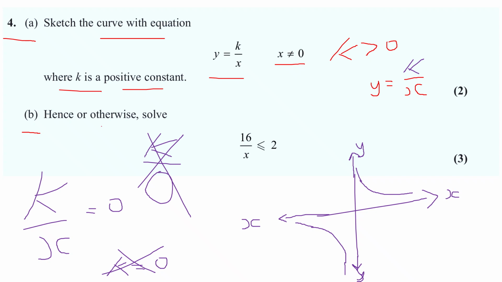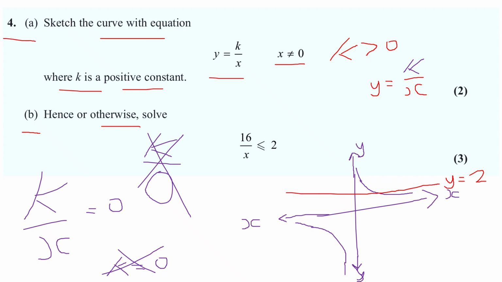Part B, hence or otherwise solve 16 over x is less than or equal to 2. Well, if you think about it, 16 over x here is one of these graphs. Now the line y equals 2 is actually a horizontal line, looking like that. That is the line y equals 2. Think about it, the x coordinates obviously change, but the y stays fixed. So we've got one intersection there.